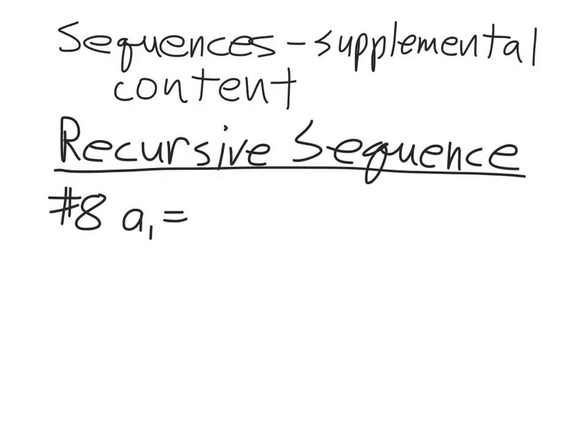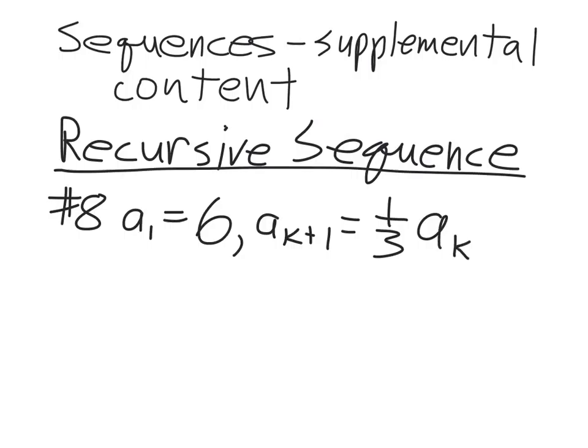Now, number 8 is not one of the problems you'll be working on, but 7 is. Number 8 says a sub 1 equals 6, and then a sub k plus 1 equals 1/3 a sub k squared. It asks for the first 5 terms of the recursively defined sequence. I may not go through all 5, but I'll give you 2 or 3. Well, this is our starting point.